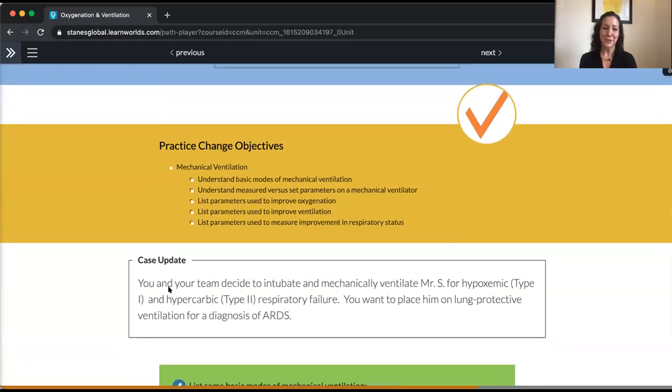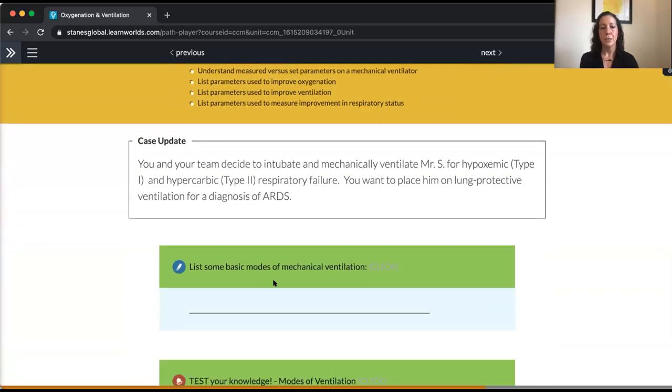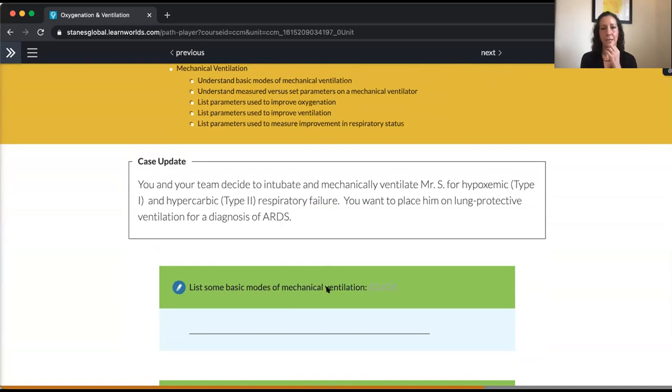You made the right decision. You and your team decided to intubate and mechanically ventilate Mr. S for hypoxemic and hypercarbic respiratory failure. You want to place him on lung protective ventilation because he has a diagnosis of ARDS. Can you list basic modes of mechanical ventilation? Let's do this in the chat box. In the chat box, what are the basic modes of ventilation?